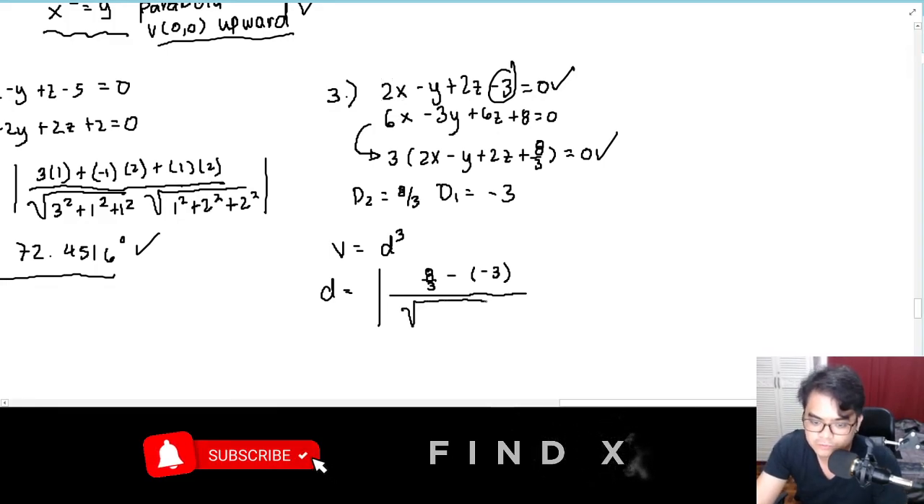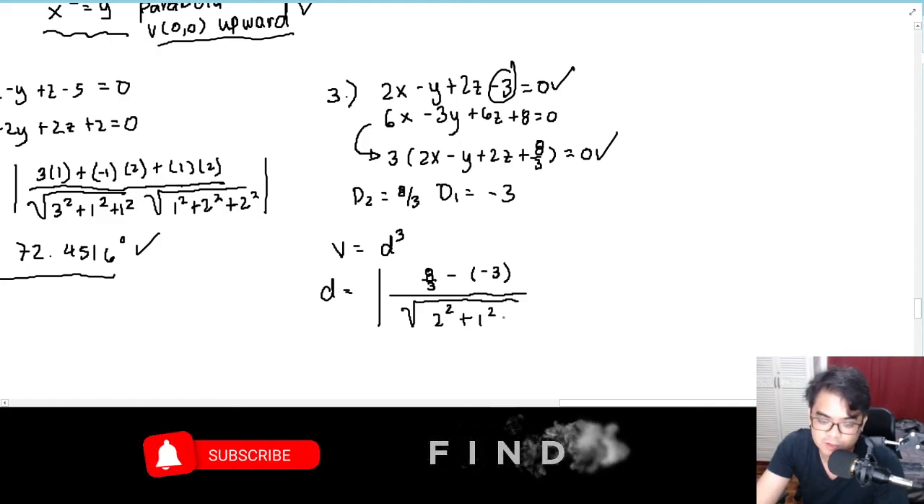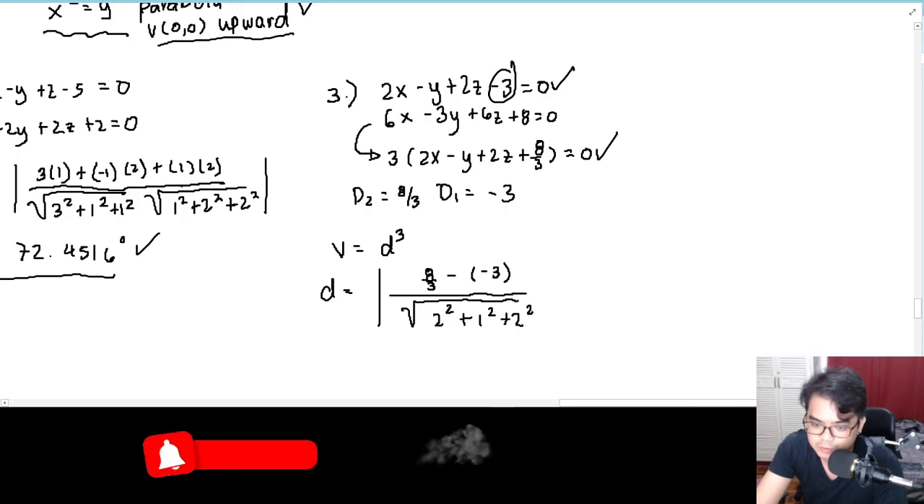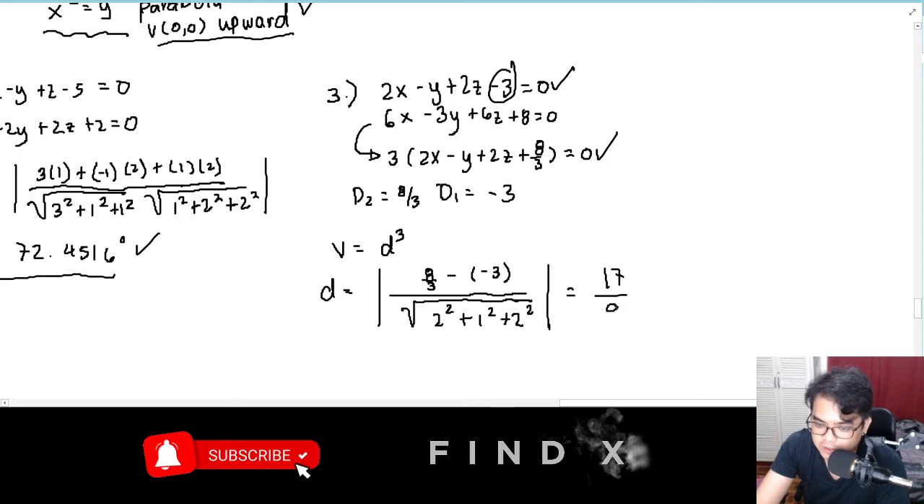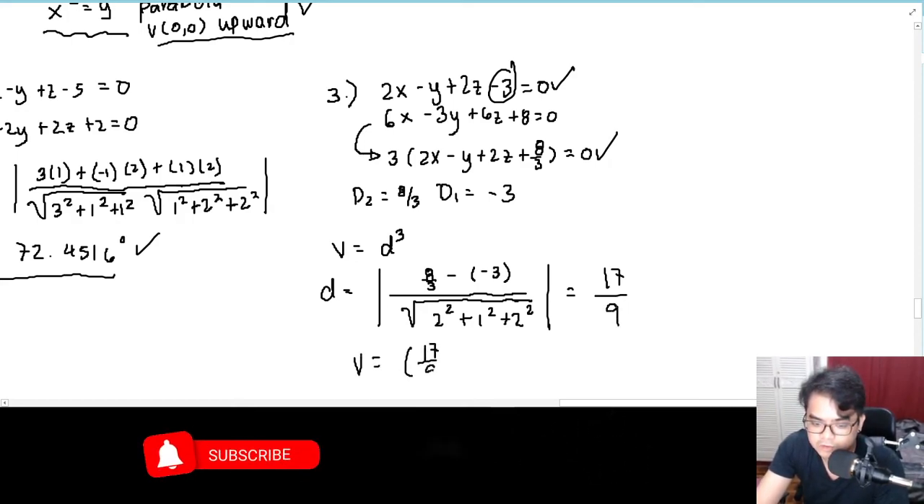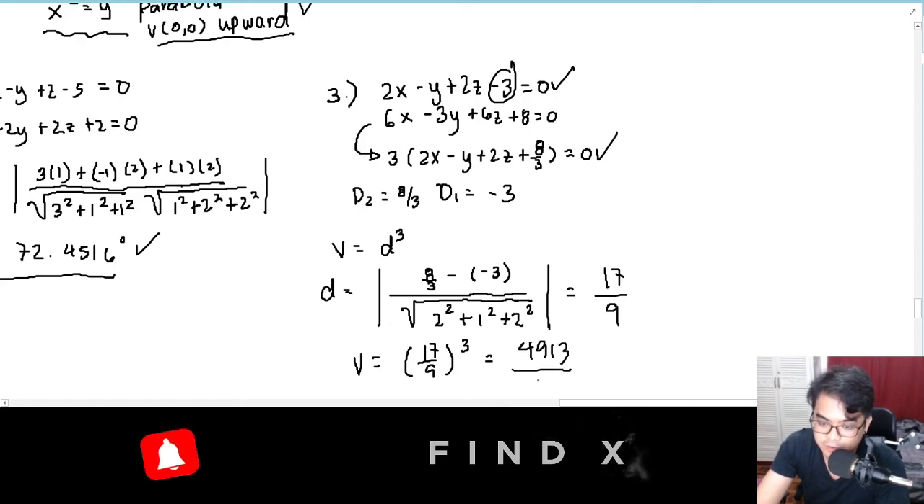So square root of 2 squared plus 1 squared. Again, you can just neglect the negative because it will be squared. So the negative will just be positive, plus 2 squared. Okay. So the answer for this one is 17 over 9. So V now will just be 17 over 9 cubed. So this will become equal to 4913 over 729. And this will be your answer.